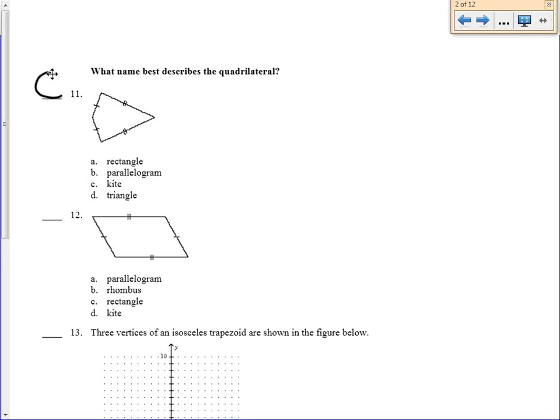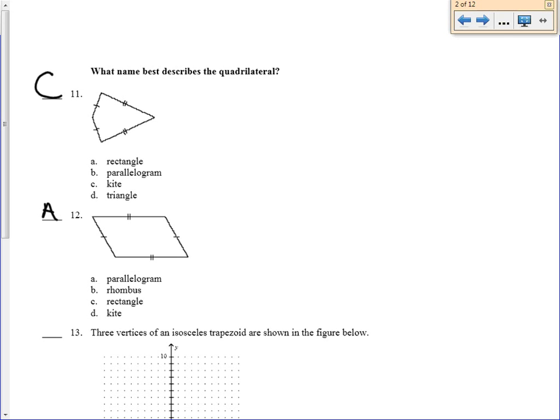Kite. The reason it's a kite is because it has two pair of consecutive. What do those little tick marks mean? Congruent. Consecutive congruent sides. Number 12. Number 12 is a quadrilateral because it has four sides and it has opposite sides congruent.